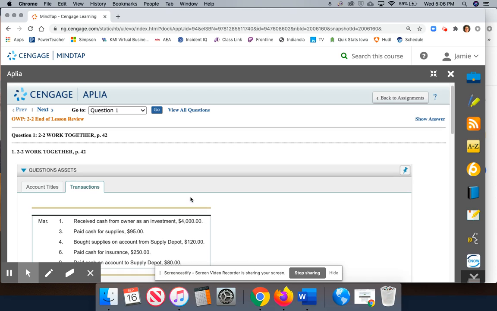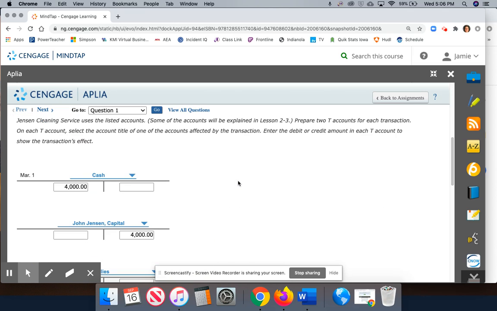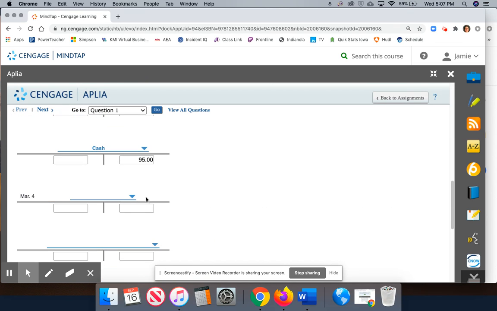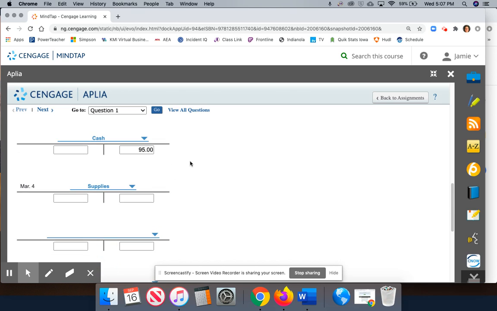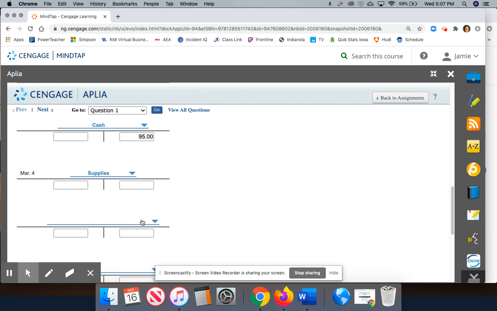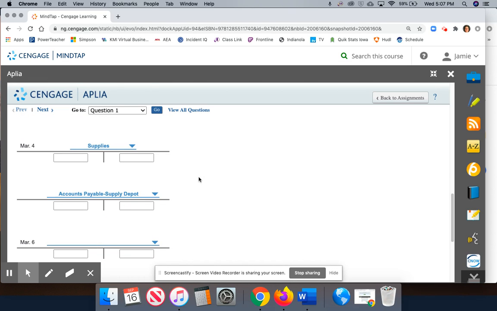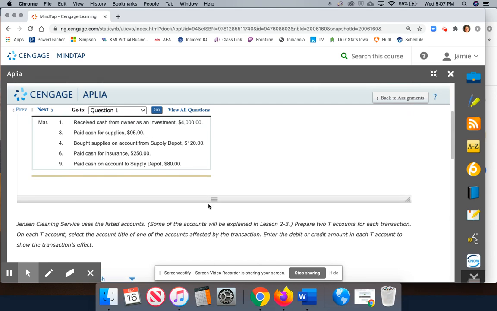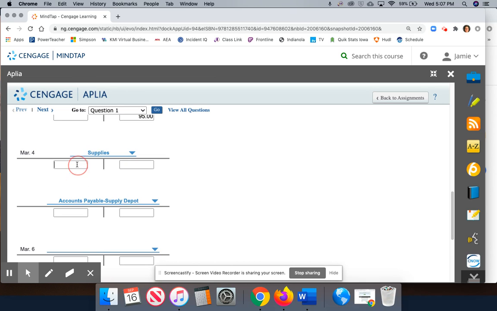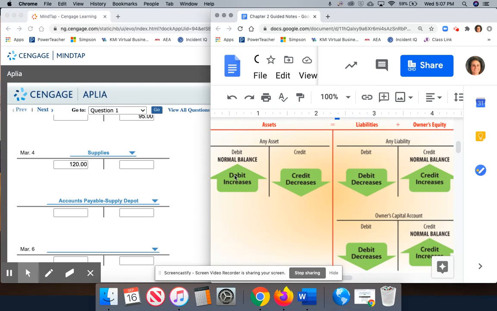Do another transaction here. On March 4th, we bought supplies on account from Supply Depot, $120. So again, we bought supplies. So supplies is one of our accounts, and we didn't pay cash this time. Accounts payable, Supply Depot. Supply Depot said, hey, we trust you, you could pay us later. So again, we bought supplies. We added $120 worth of supplies to our supply closet. So supplies is an asset. Assets increase with a debit, or the left side. So I'm going to debit supplies.